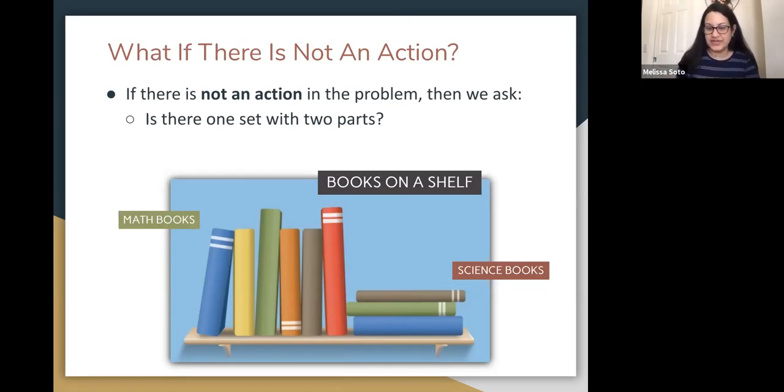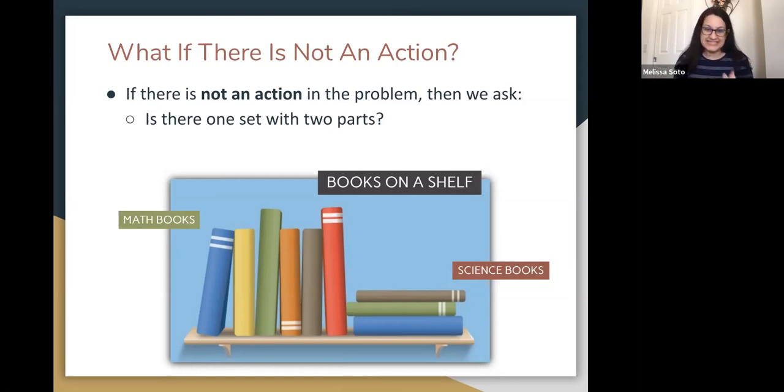We have this picture of a shelf, and there are books on the shelf. Some of them are math books and some of them are science books. What if I were to say there are 3 science books and there are 6 math books? How many books are on the shelf altogether? Some people would say, you just take the 3 plus the 6 and that equals 9. And they would say that's a join result unknown story problem.